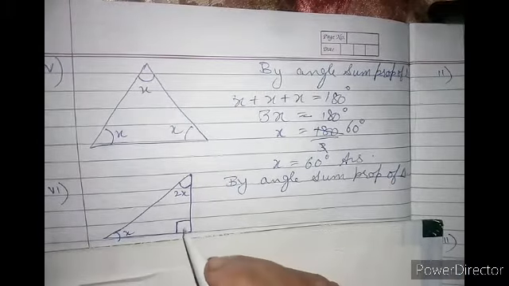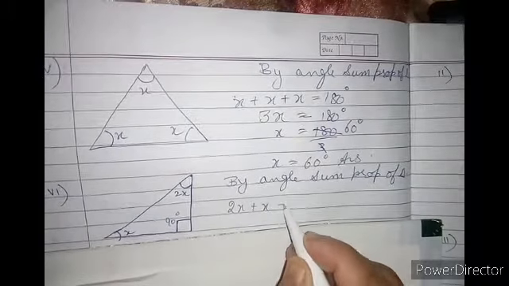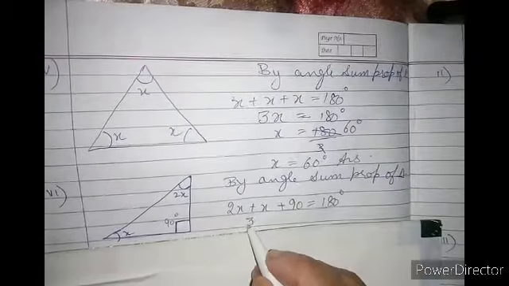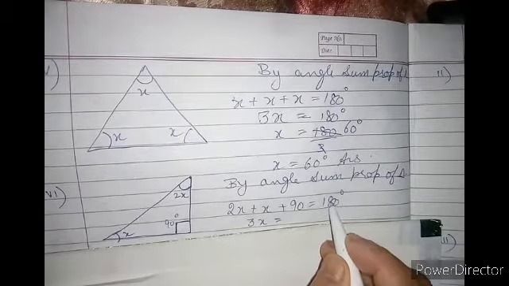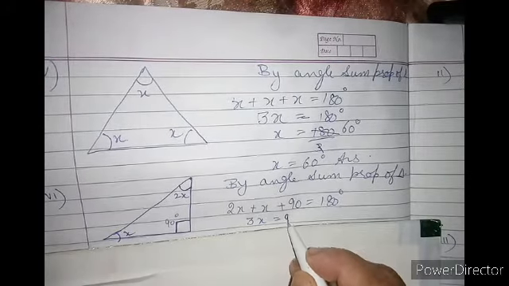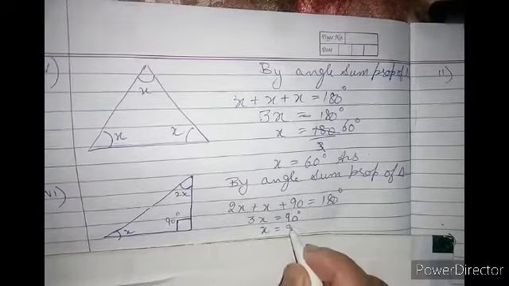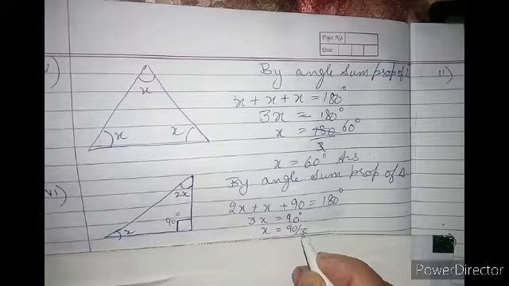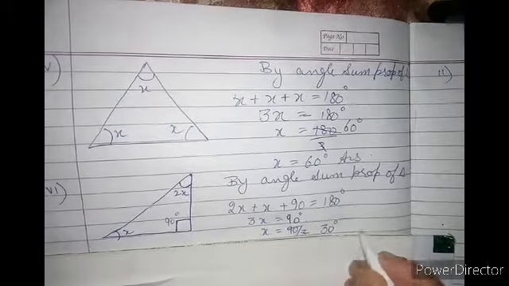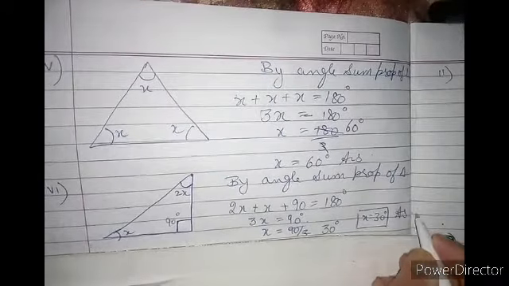Here also this sign means it is of 90 degree. 2x, x and 90 together will form a sum of 180. 3x is equal to, shift this, 180 minus 90. So you will get 90 degree. So x is equal to 90 by 3, you will get it 30 degree. So x is equal to 30 degree is the answer.